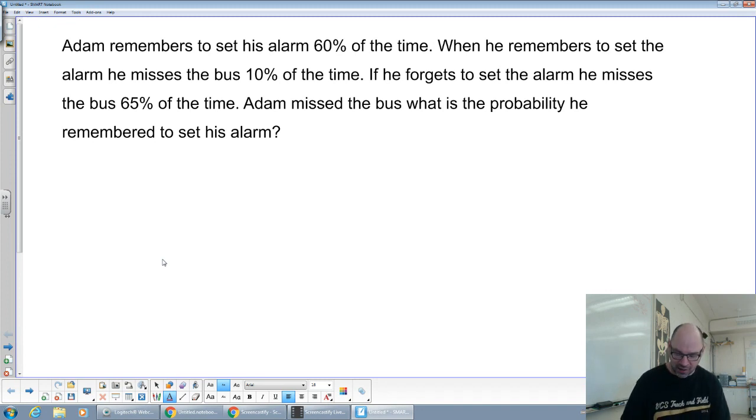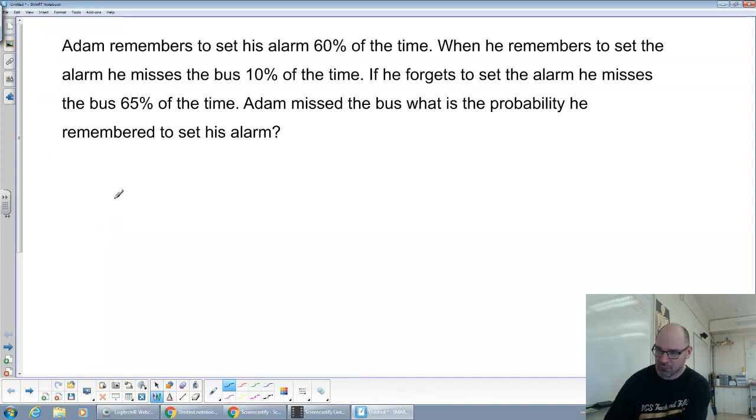Now, I had everything set up correctly, and I did everything correctly up to and including the tree. I stopped without doing the probability. I just did the one branch of the tree. And that's my mistake, and it took me a while to figure this out.